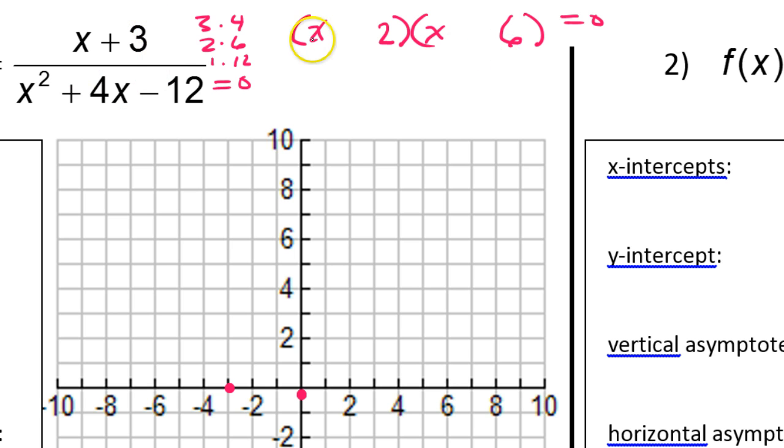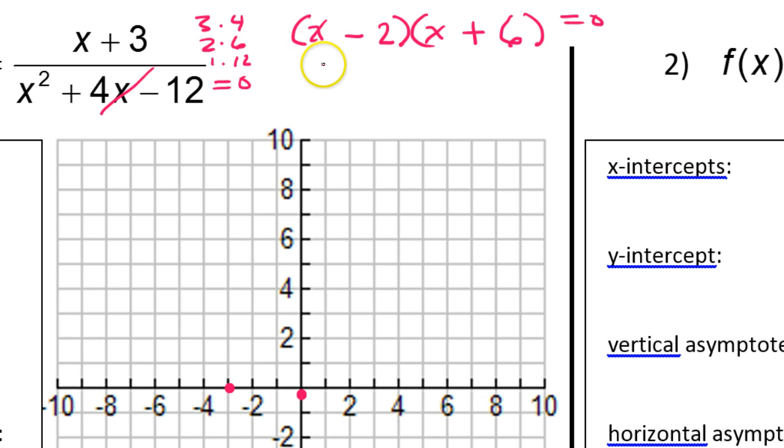Alright, inner plus outer equals middle. So inner I have 2x, outer I have 6x. I'm trying to get positive 4. I can get that if I have a positive 6 and a negative 2. So there's my negative 2, there's my positive 6. Also, I need to get negative 12. Negative 2 times positive 6 is negative 12, so there you go.